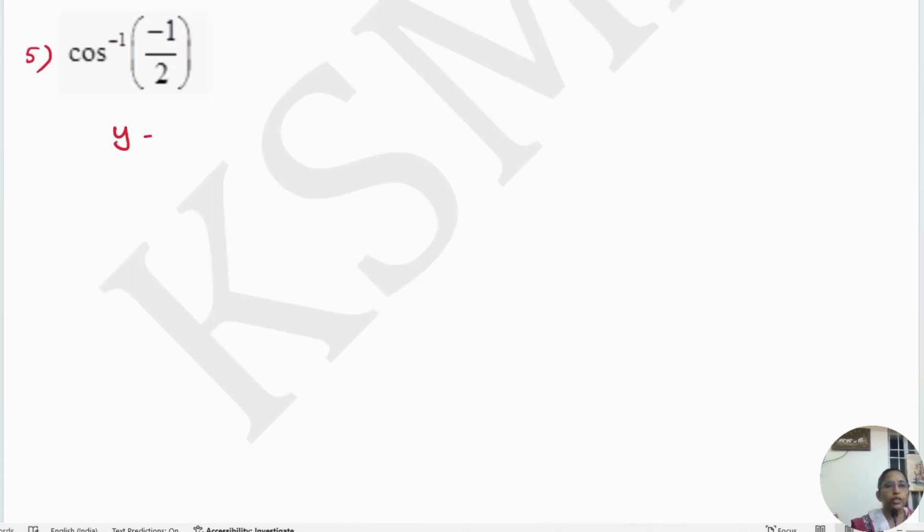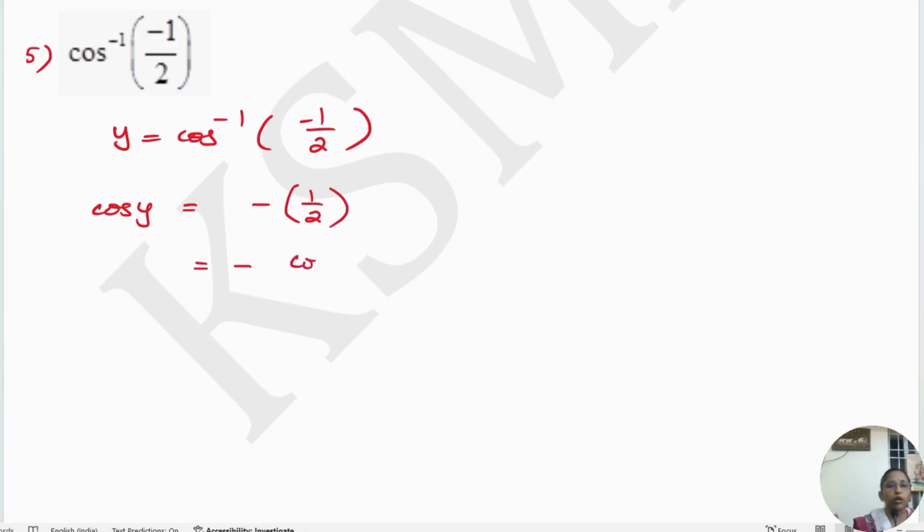And coming to the fifth question, cos inverse of minus 1 by 2. So cos y is equal to minus 1 by 2. You can consider like this. So this is nothing but cos of pi by 3. And cos of minus theta is equal to cos theta. And here you know this formula, cos of 180 minus theta is equal to minus cos theta. Since it falls in the second quadrant, minus cos theta. So here minus of cos pi by 3.